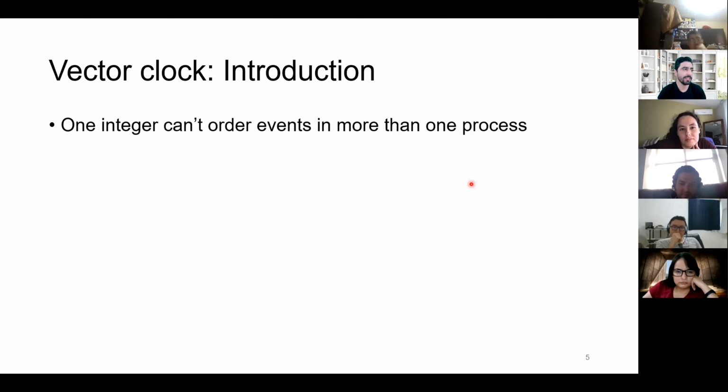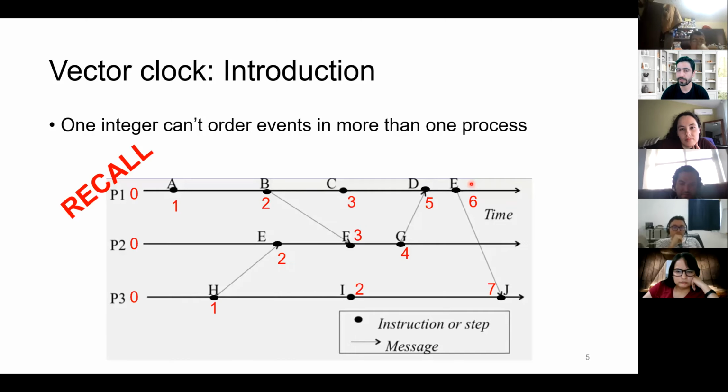Another thing, one integer can order events in more than one process. You recall this when they were talking about it? So you have process 1, process 2, process 3. You start from 0, then 1, 2. This is the Lamport clock for this event, A in process 1. So you cannot order them like this.